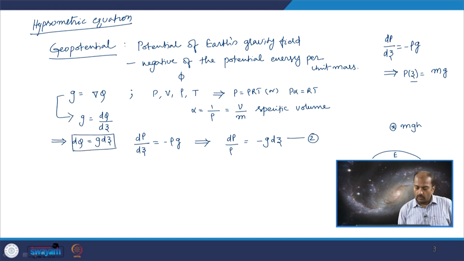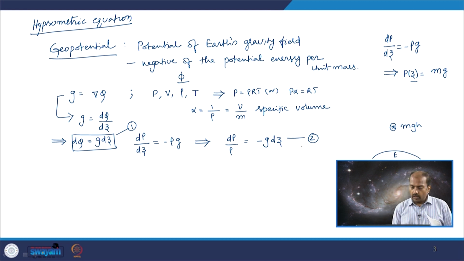Before we get confused, let's call this equation 1 and this equation 2. We have introduced geopotential as the negative of the potential energy per unit mass. If phi is defined in such a way, the gravitational pull, the acceleration due to gravity, g is equal to del phi; the gradient of this potential is just the gravity. So g in one dimension across the height is d phi by dz. That means d phi is written as g dz. So this is one relation that we will use, and the second relation is straightforward from the hydrostatic equation, where I have the density in the denominator and on the right hand side you have g dz.